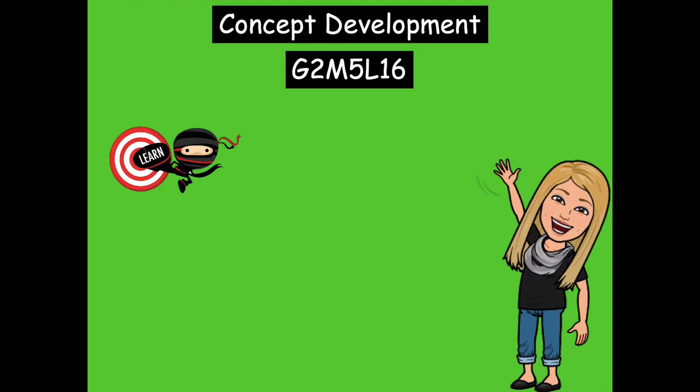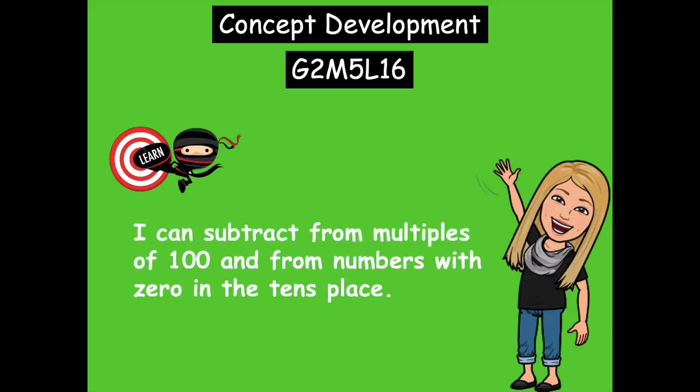Hey boys and girls, it's Mrs. Walker. For our lesson today, we're going to talk about how we can subtract when we have zeros in our tens and ones place. So our learning goal for today says I can subtract from multiples of 100 and from numbers with 0 in the tens place. Okay, so you kind of have to look at it a little bit differently, but don't worry, I'm going to teach you a pretty cool strategy that I think will help you out.